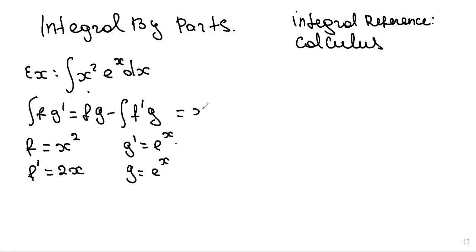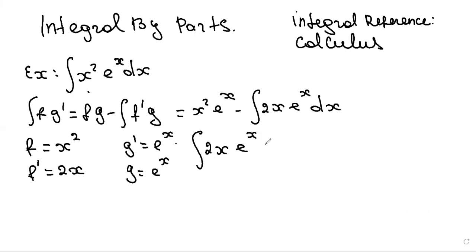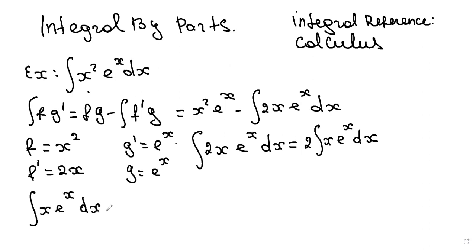So we are going to have x squared e to the power of x minus the integral of 2x e to the power of x dx. Now we are going to integrate this 2x e to the power of x dx. We can take 2 out of the integral: the integral of x e to the power of x dx.